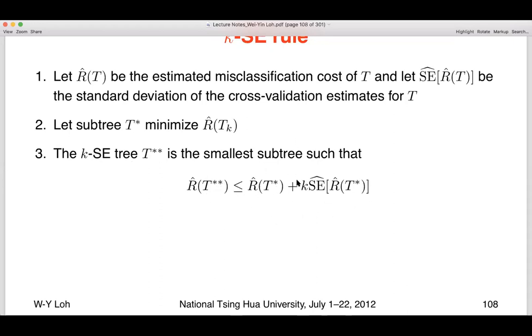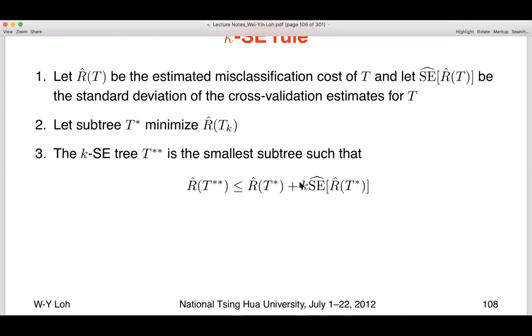When you add a value here, you allow the misclassification cost to be slightly larger. When the misclassification cost is larger, that means your tree will be simpler, because a simpler tree will make more mistakes. But a simpler tree is also more generalizable than a complicated tree. A complicated tree can overfit very easily. So this parameter K controls the complexity of the tree.